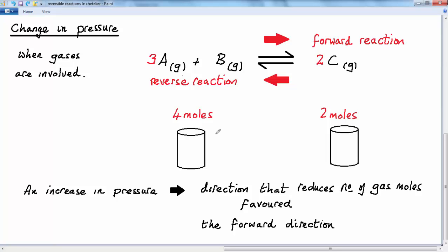So that's the effect of temperature and pressure on the position of equilibrium, on the direction that a reversible reaction will go. In the next lesson we'll look at the effects of concentration and of catalysts on the position of equilibrium of a reversible reaction.